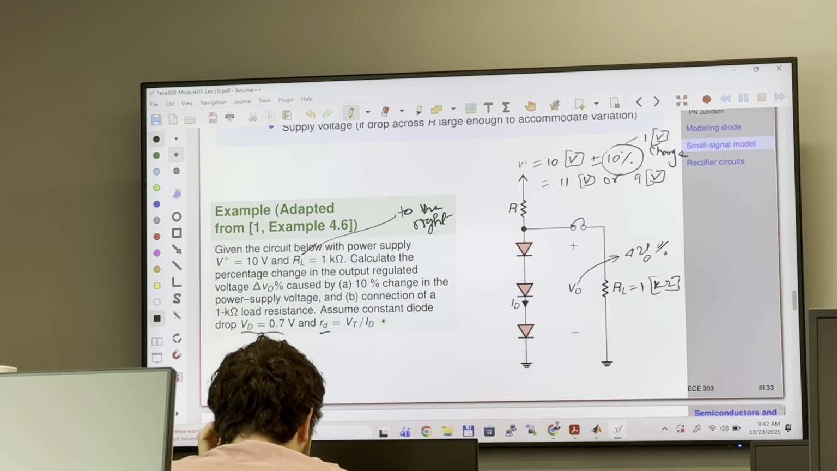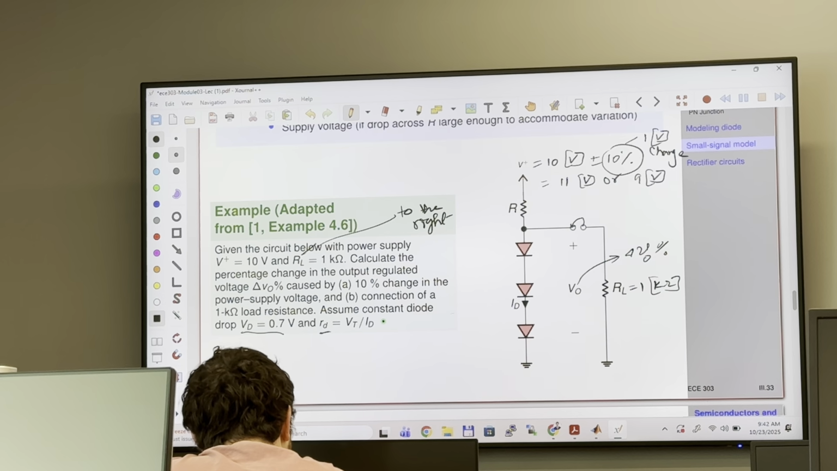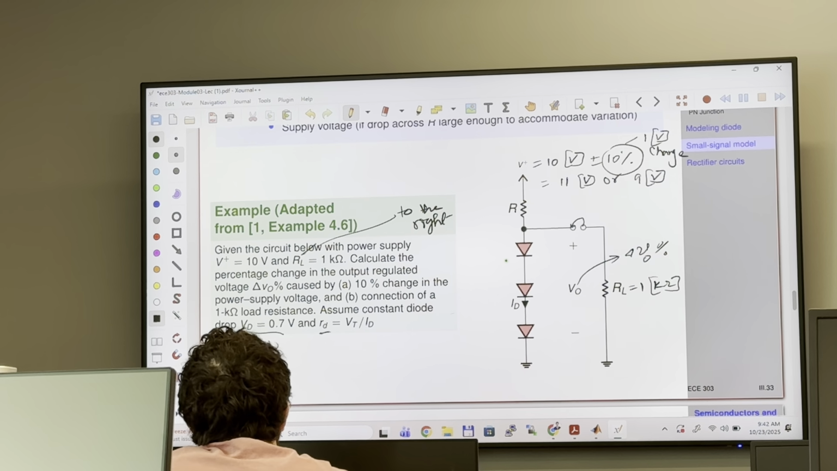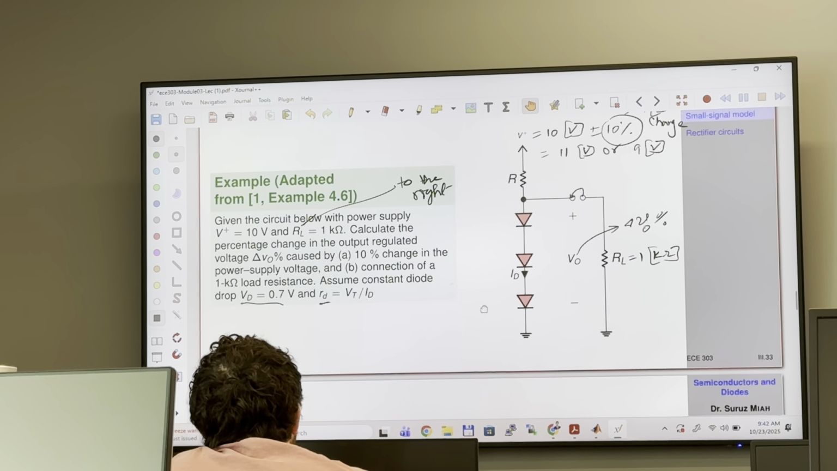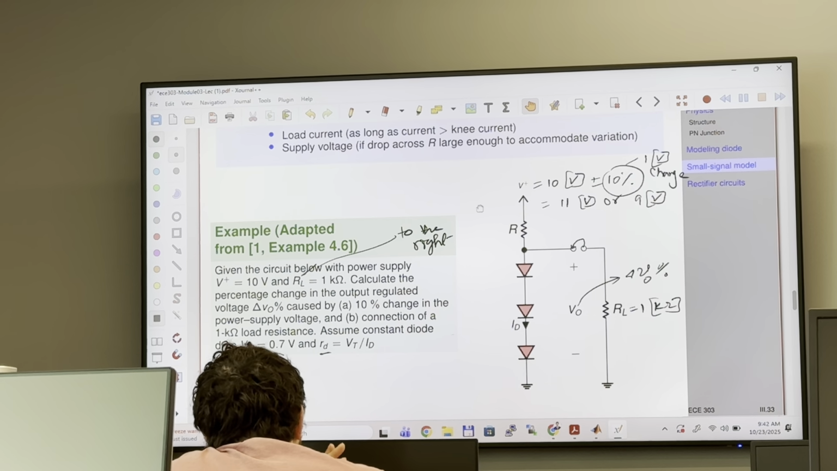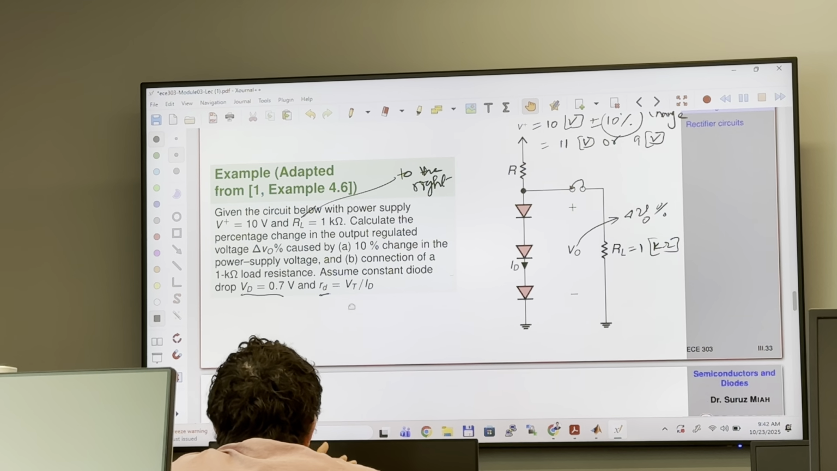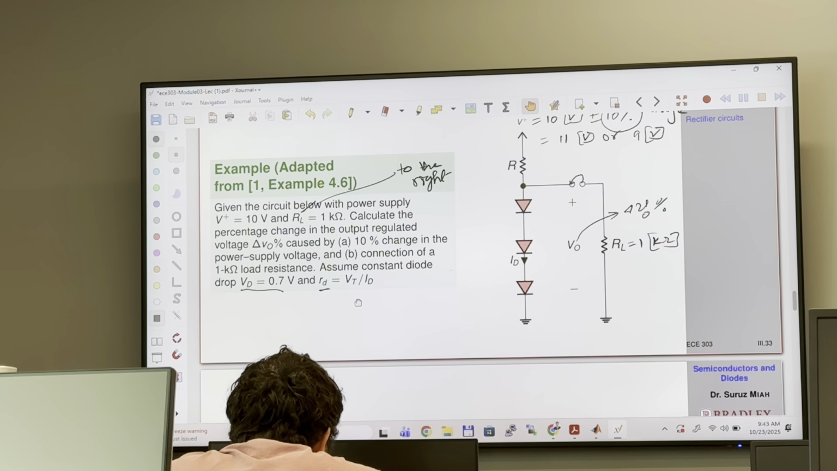So I'm not going to draw the circuit diagram in detail. By now you should know. By now we know from the previous example how to draw this. I'm not going to do this voltage source again. So I'm going to directly go through the solution.